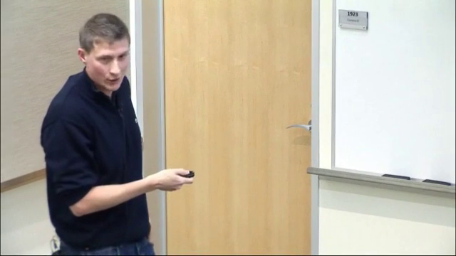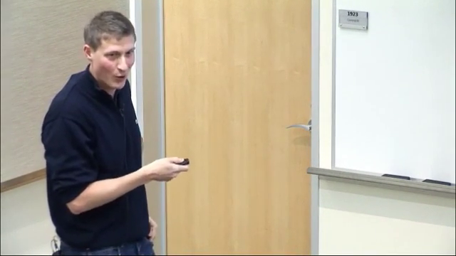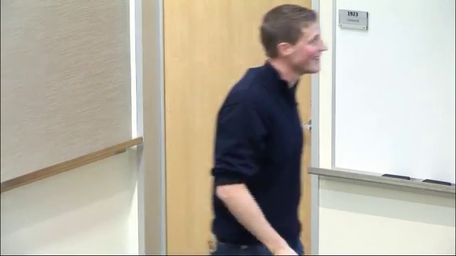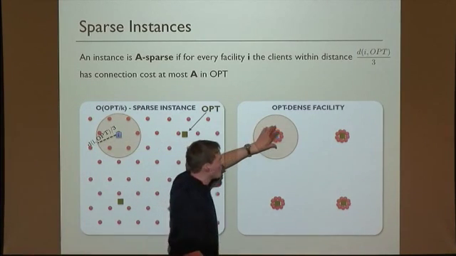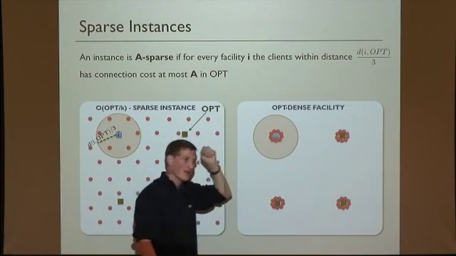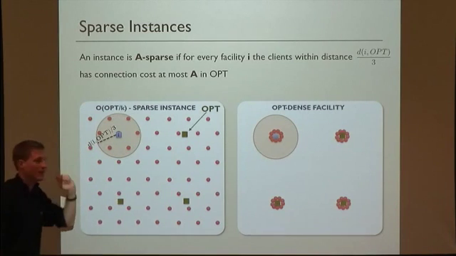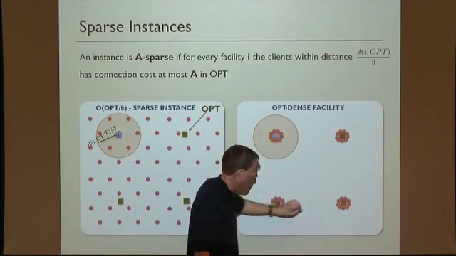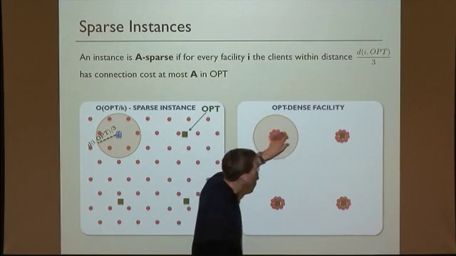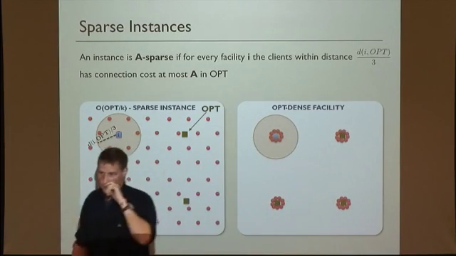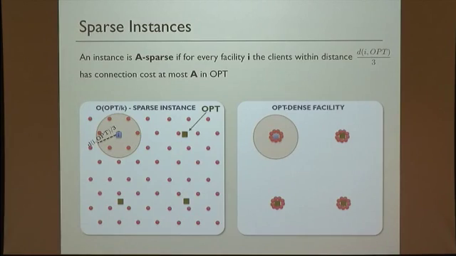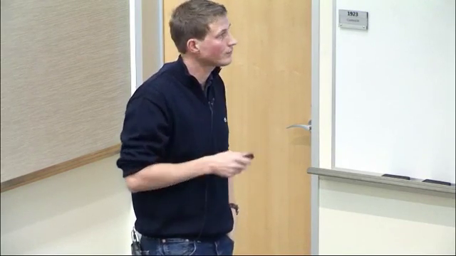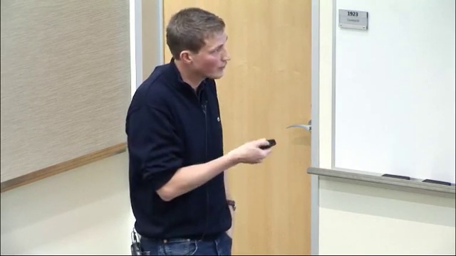So this guy is not sparse, because we can see that the clients in this ball will actually be the whole optimum cost in the optimum solution, right? If I have these clients here, these will have cost 0 in the optimal solution, but these ones will have all the cost of the opt. So this is a dense instance. Of course, I don't know opt.